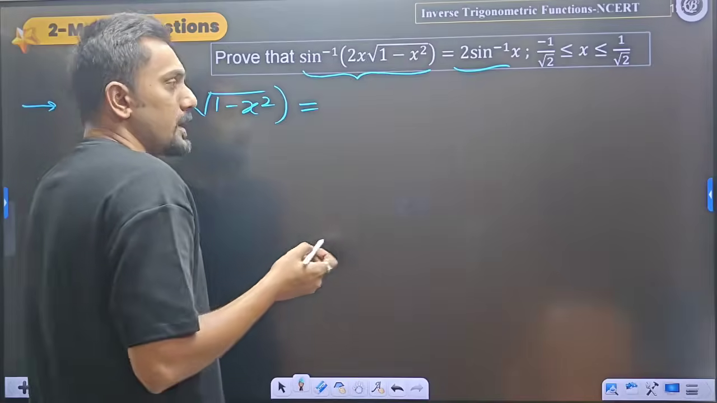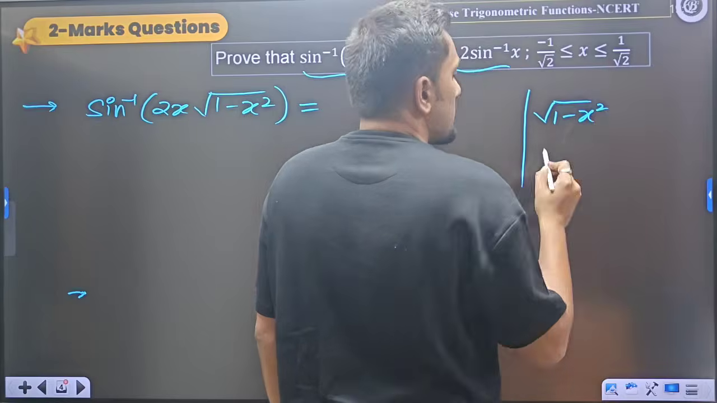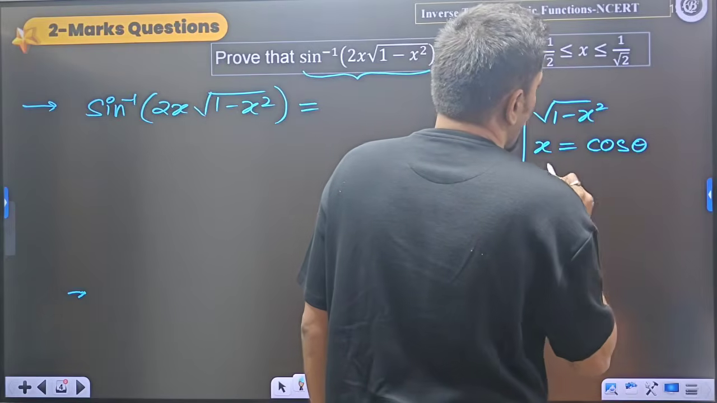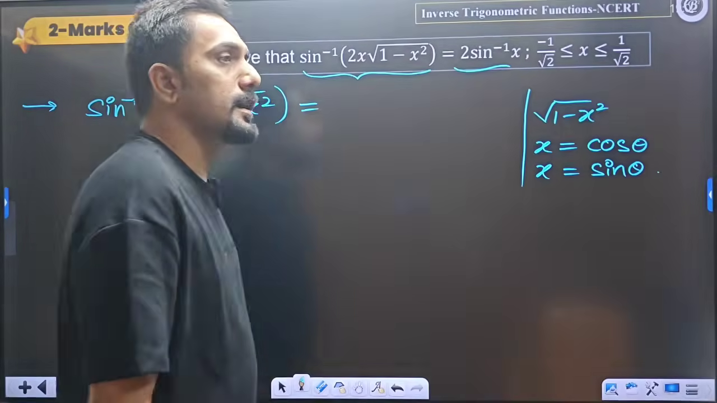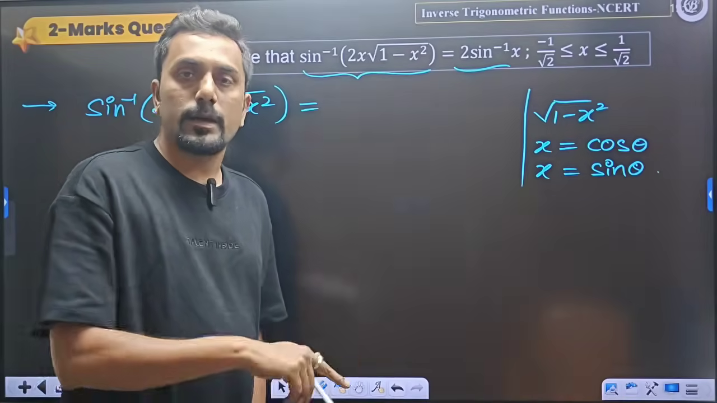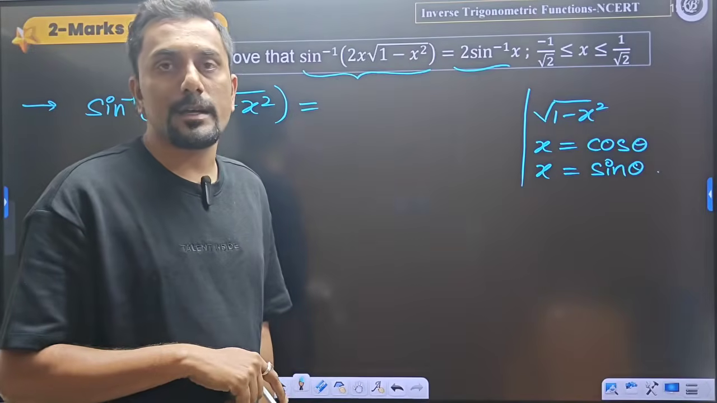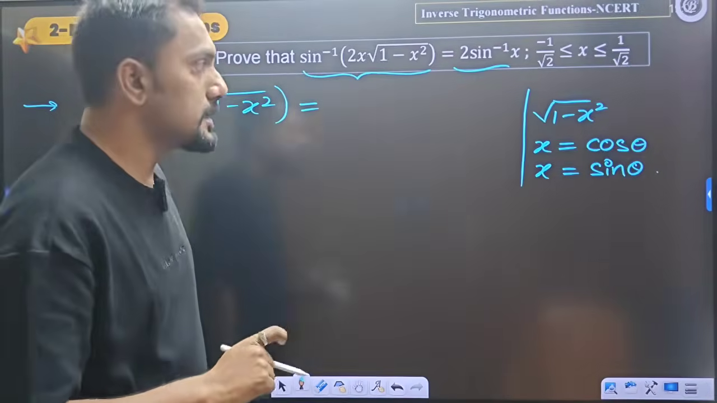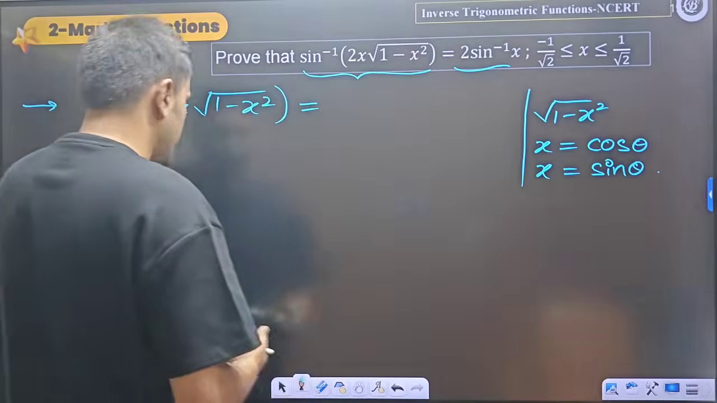Okay. So wherever we get under the root of 1 minus x square, we use substitution as x equals either cos theta or x equals sin theta. Remember this point. Because we know that sin square theta plus cos square theta is equal to 1, right? Cos square theta will be 1 minus sin square theta, then cos theta is equal to under the root of 1 minus sin square theta, or sin theta is equal to under the root of 1 minus cos square theta. For that reason we will use x as either cos theta or x as sin theta.